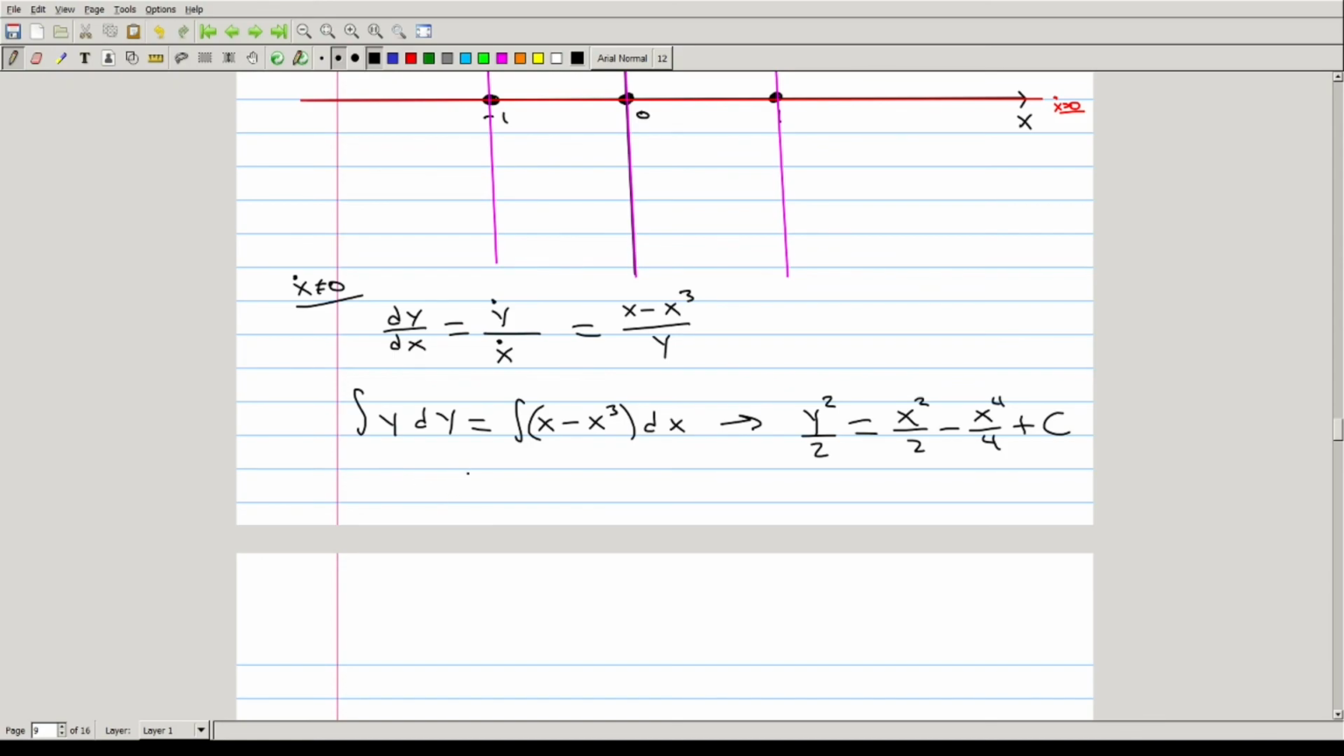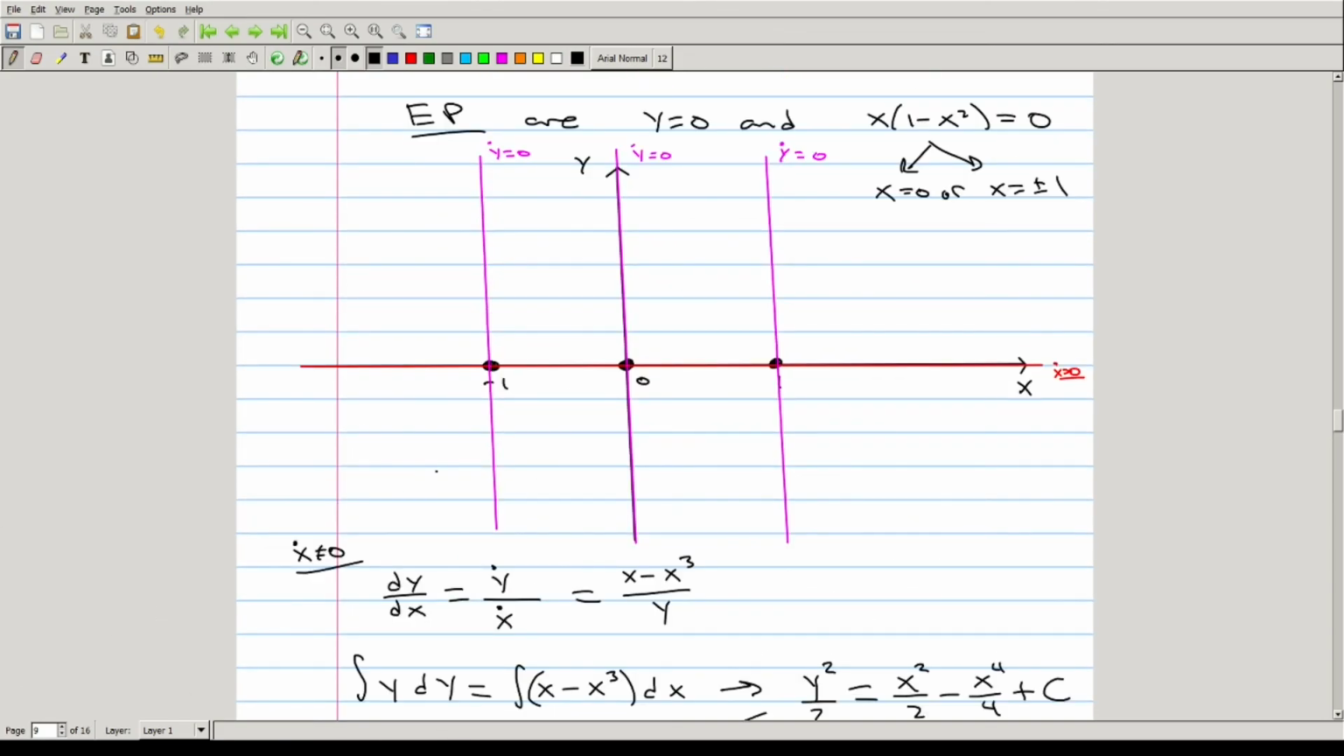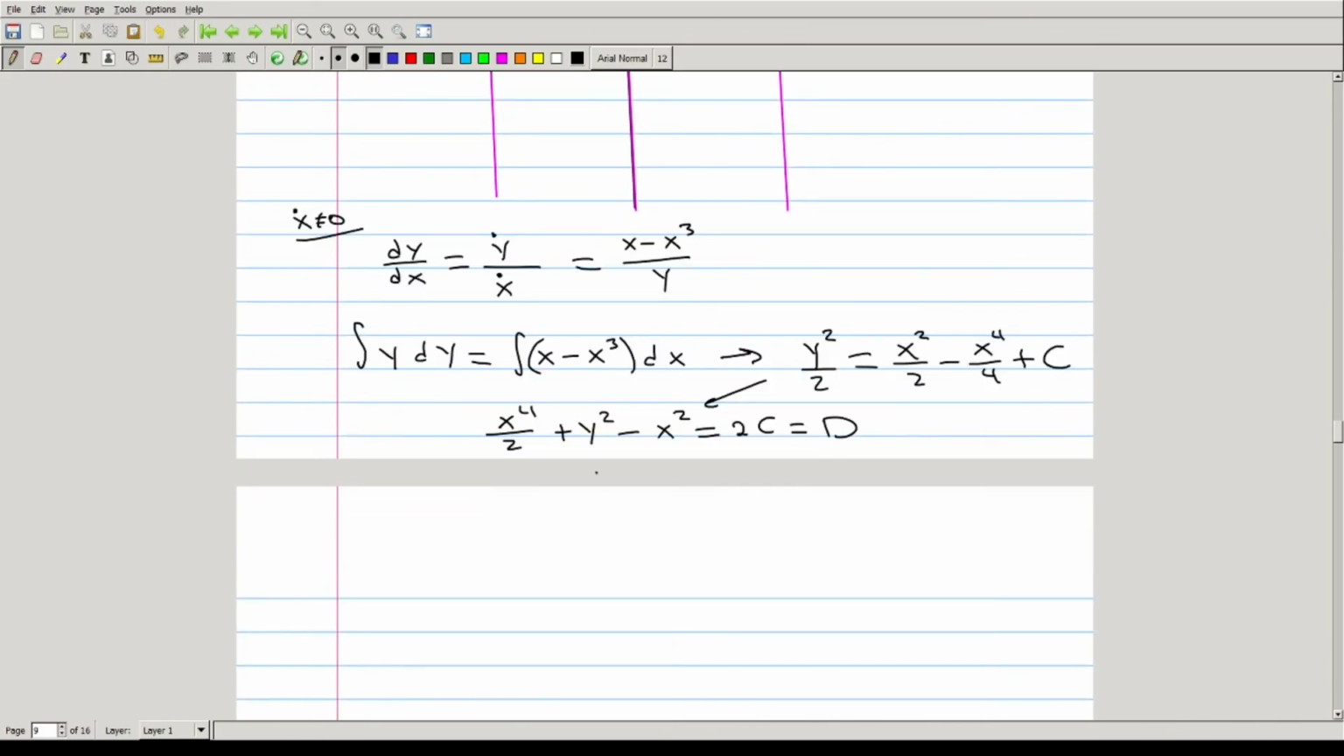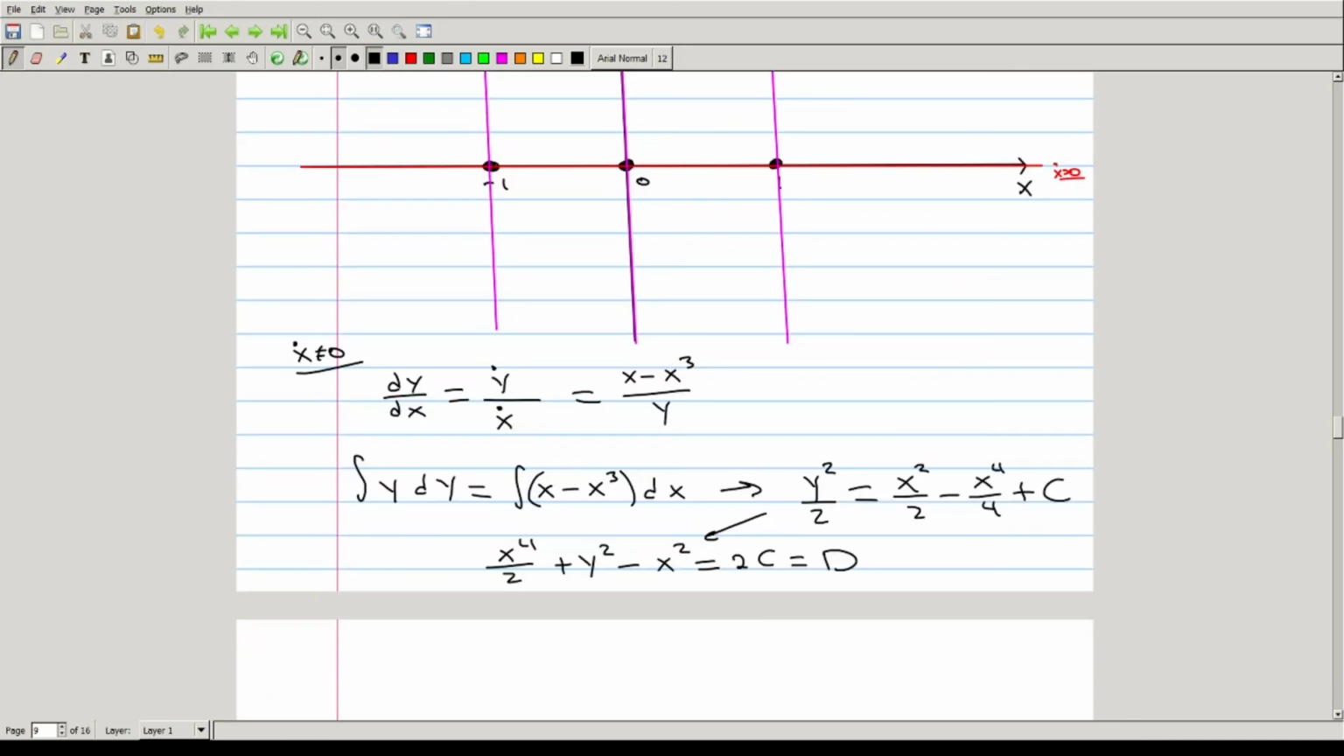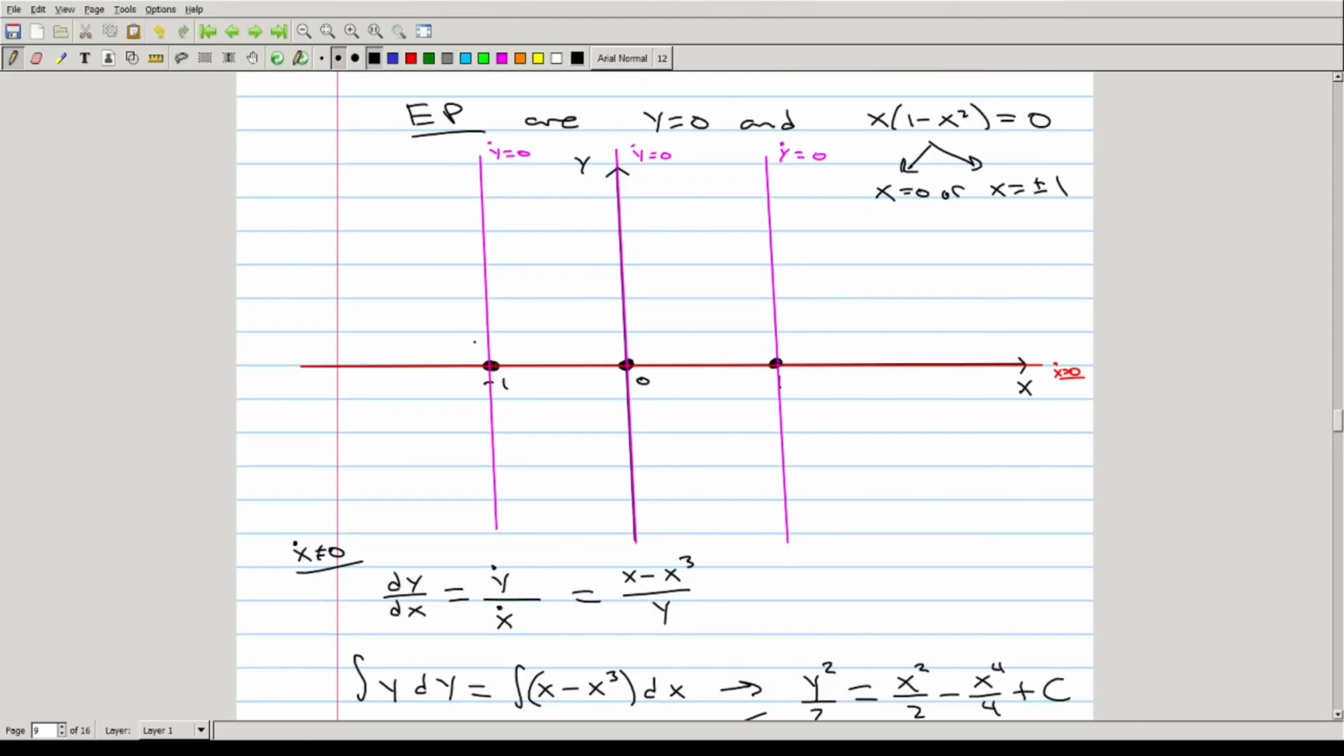So we'll multiply by 2 to simplify this a little bit, but ultimately this becomes the curve x to the 4th over 2 plus y squared minus x squared is equal to c, or 2 times c, where we'll call 2 times c d for short. So the orbits of this system of differential equations in phase space are given by the level curves of this function. For various values of d, this is going to have various shapes. And the shapes are actually very, very interesting here.